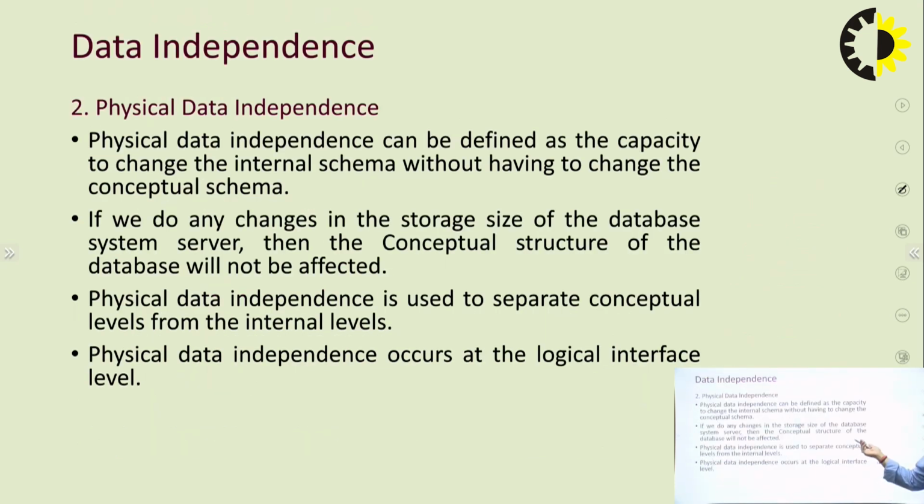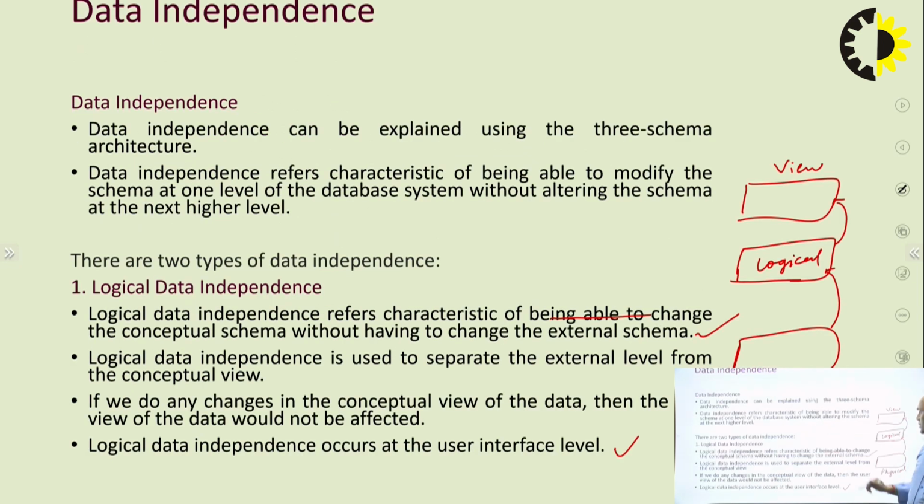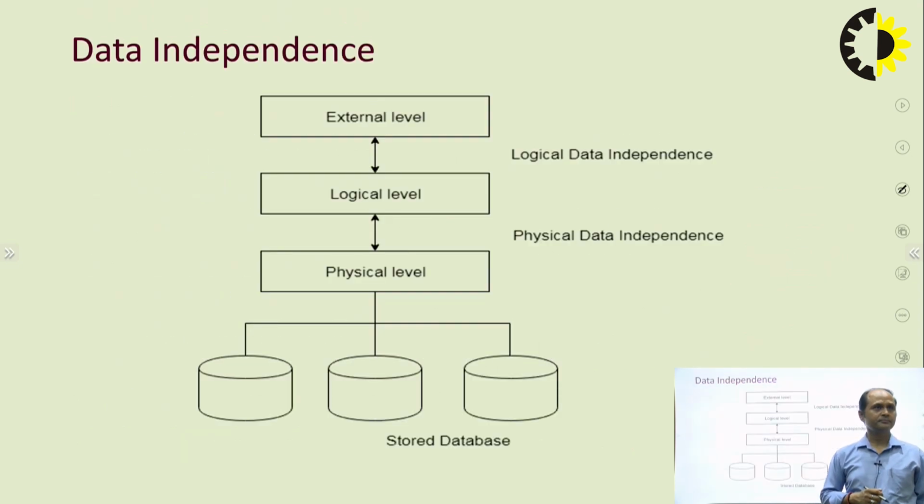Physical data independence can be defined as the capacity to change the internal schema without having to change the conceptual schema. Among these three levels, we can change one level without affecting another level. This is called data independence. The schema must remain unchanged because we change only the data. So this is called data independence.